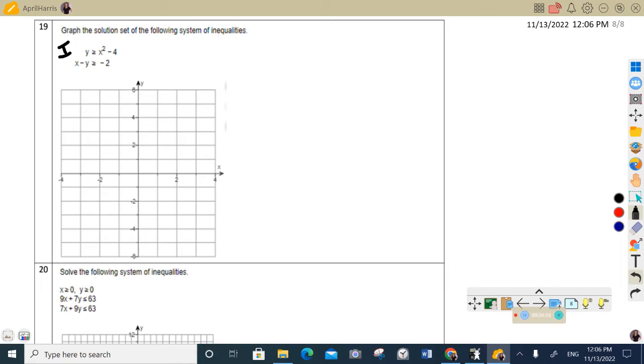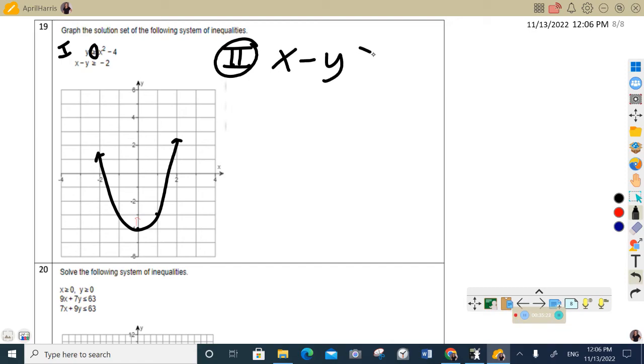So on our table of values, (0, -4) is a point, and then (1, -3) is a point. And it's equal to, so this is going to be a solid line. The parabola is going to be solid because of the equal to. And greater than would be above the vertex. So that's like up here. I don't want to shade it in yet, but it would be like up here in the middle of the parabola.